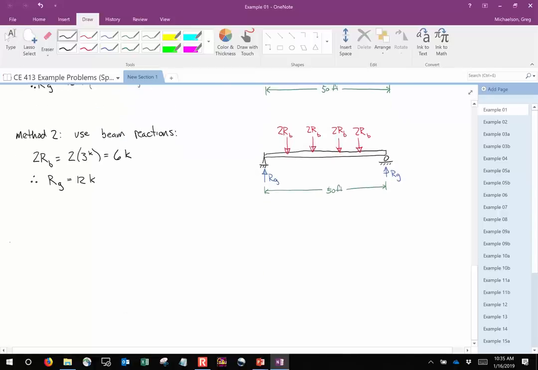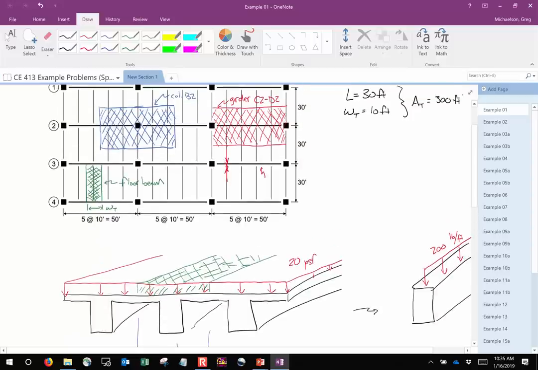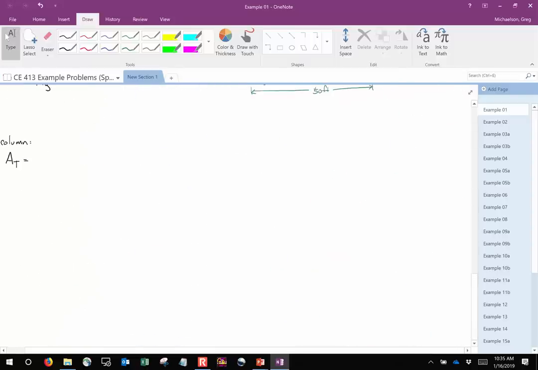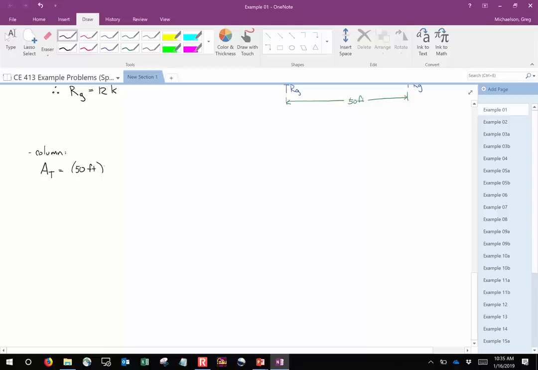Let's take a look at the column. Now, help me out. What is the tributary area of the column going to be? Here, I'll scroll up a little bit. Say it again. 50 times 30, so 1,500, right? 50 foot times 30 foot. So 1,500 square foot, okay?